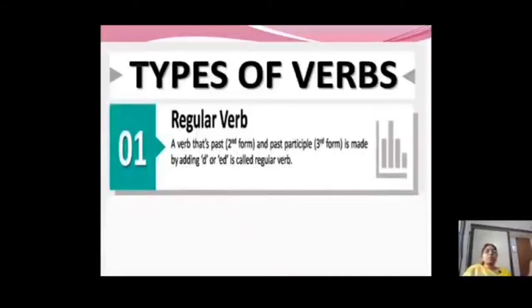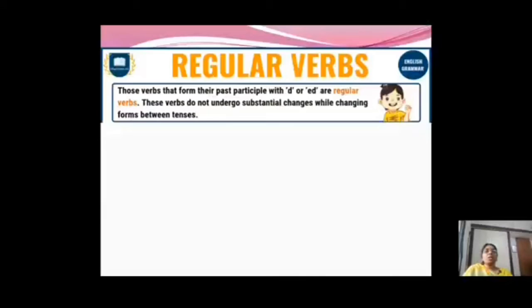Second form is past tense. First form is present tense. Second form is past tense. Third form is past participle. So a verb that has second and third form made by adding d or ed is called regular verb. Can you able to understand? Past tense and past participle form will end with d and ed.